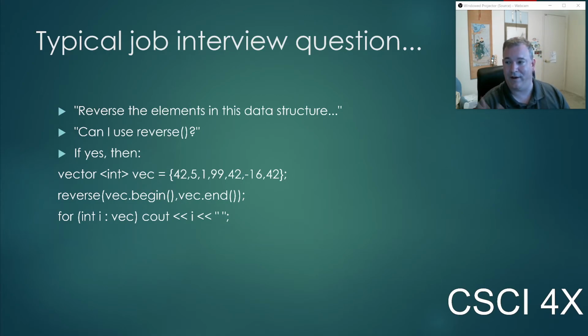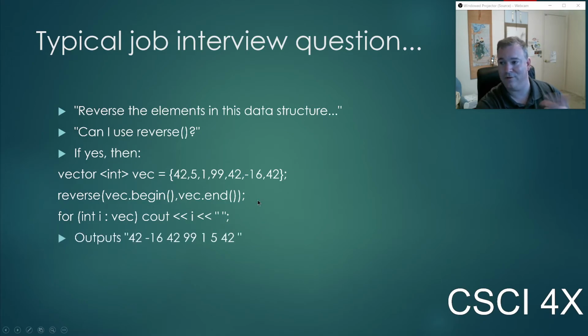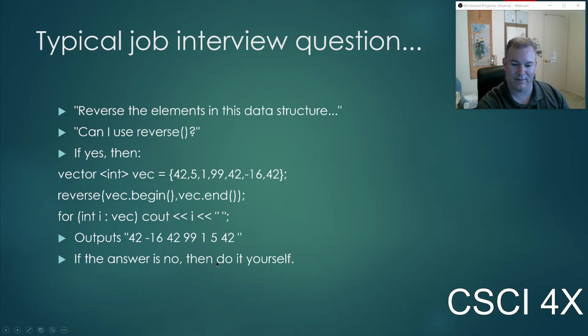But oftentimes they'll say, okay, kudos to you for knowing that. I'm glad you know that. And that's what I would want you to do on the job. But I want to see if you can do a for loop. And then you go, fair enough. And then you write a for loop to reverse it, or you can use the reverse iterators or whatever. So, yeah. If they say no, oftentimes they'll still be happy that you knew that it exists.